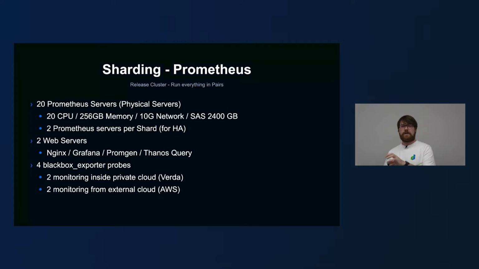Again, we tend to run everything in pairs, but in this case, we have one pair running inside of Verda, our private cloud, to monitor internal API calls and so on. But we also have 2 nodes running externally in AWS. And this is nice because we can monitor things from the outside almost the same way any of our users would be interacting with those APIs externally.